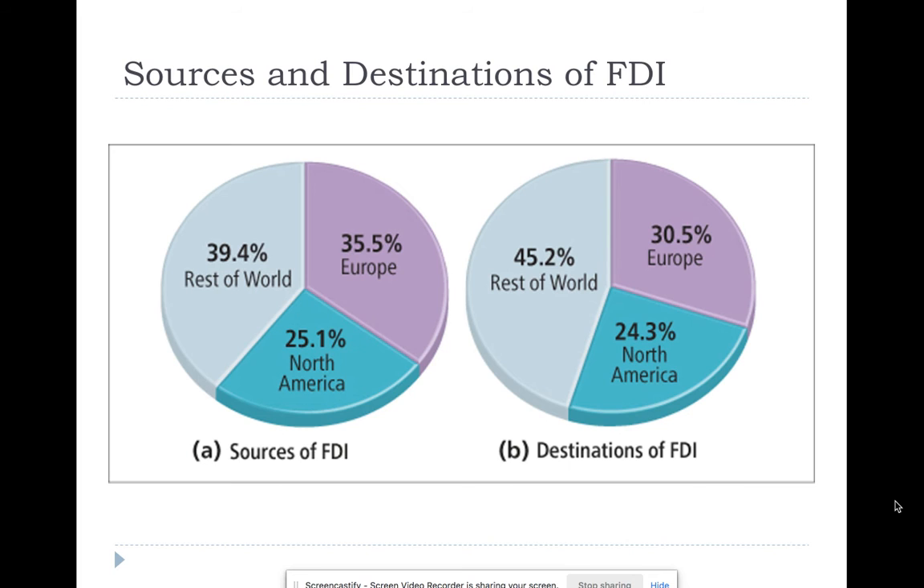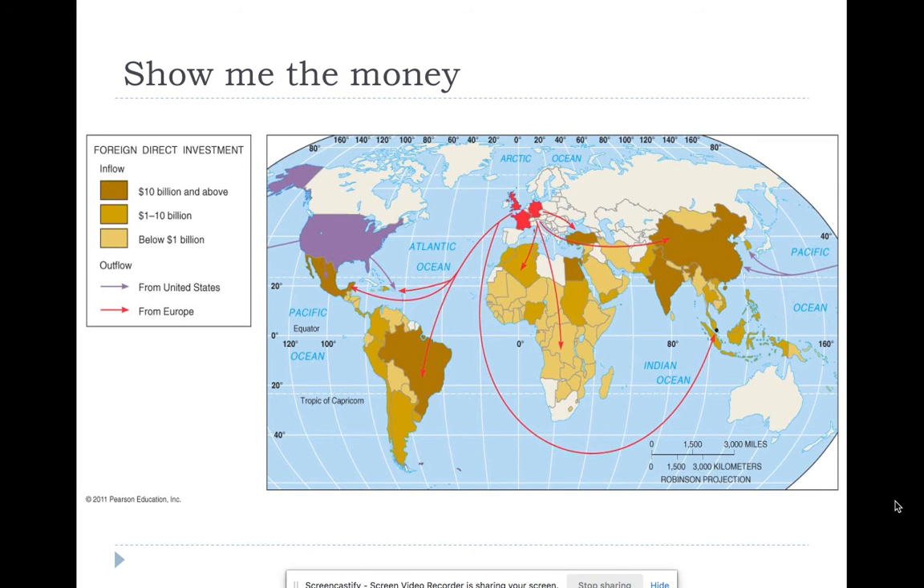Here's the sources and destination. So you can see the sources of the FDI, a lot of it coming from North America and Europe. And you can see the destinations. A lot of it going to Europe and North America, and then the rest of it, less than 50%, going to the rest of the world from there. So yes, foreign companies do invest in other parts of the world, but a lot of times it doesn't mean they're investing in the poorer parts of the world, and that's some of the issues that we see.